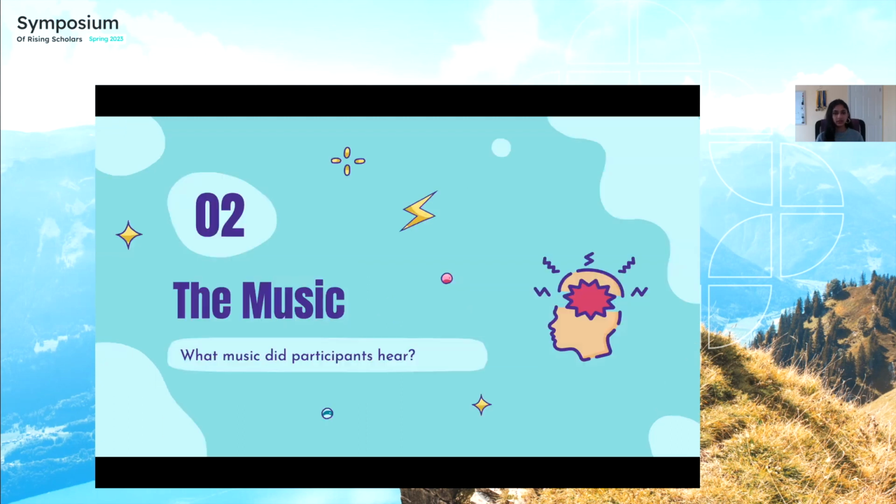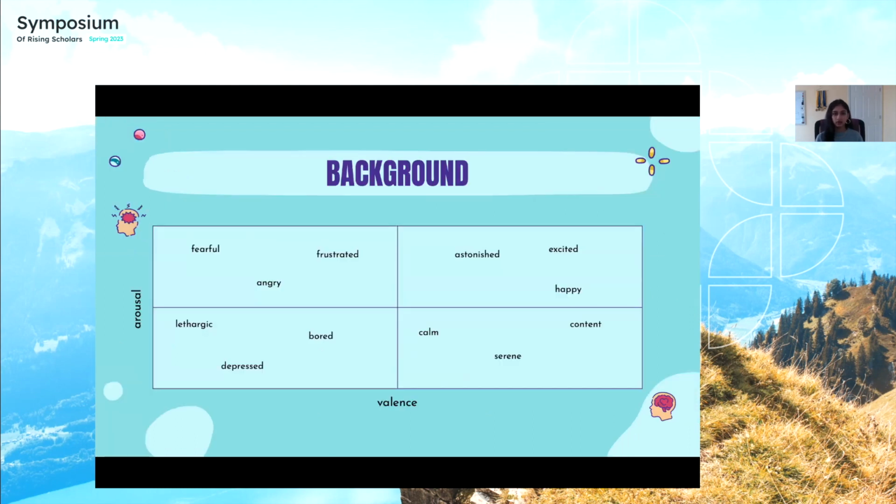Now I just want to get into the music portion. What did participants hear? Why was this specific music chosen? And what effect did that music have on participants? First I want to get into the background of the scientific aspect of why I chose these 3 specific pieces of music, which we'll see in the next slide.